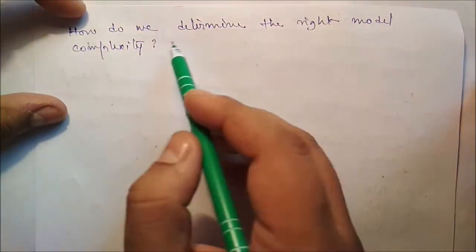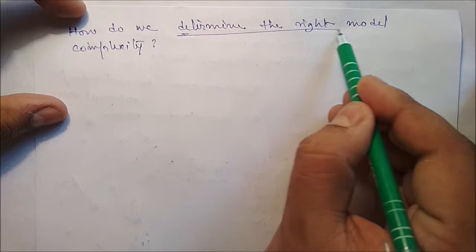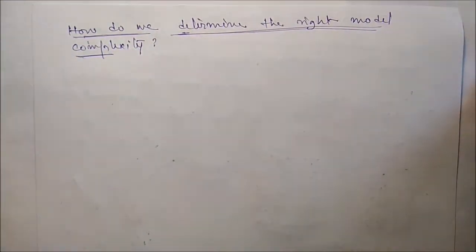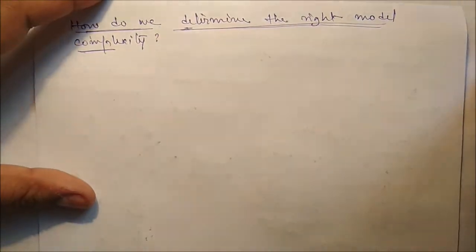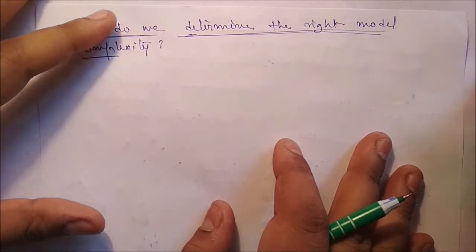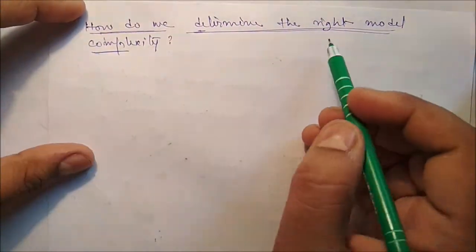Next, we'll talk about how to determine the right model complexity. What should be the exact complexity? The ideal complexity is that of a model that produces the lowest generalization error. So what is the meaning of complexity?